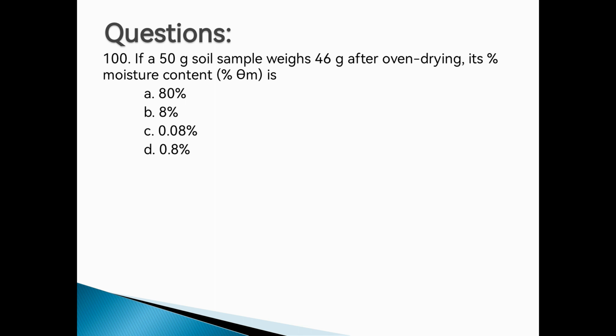Question 100. If a 50-gram soil sample weighs 46 grams after oven drying, its gravimetric moisture content is A. 80%, B. 8%, C. 0.08%, D. 0.8%. The correct answer is B. 8%.